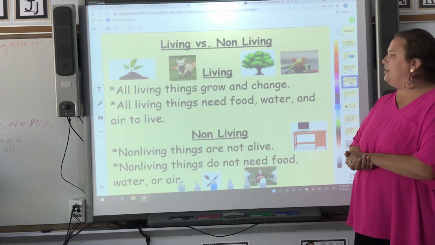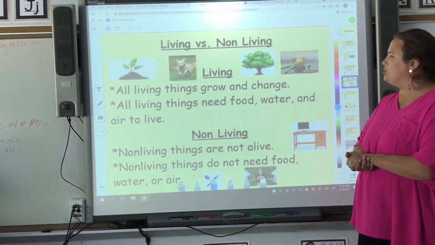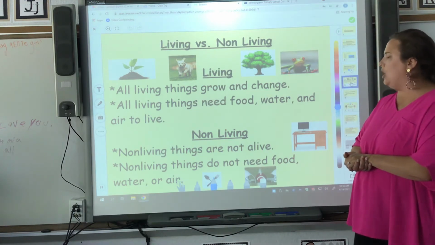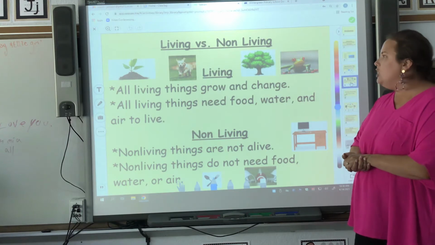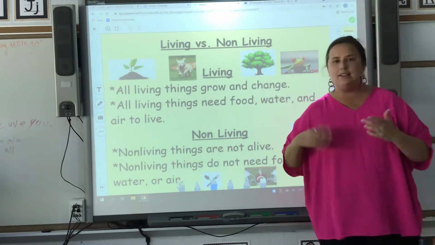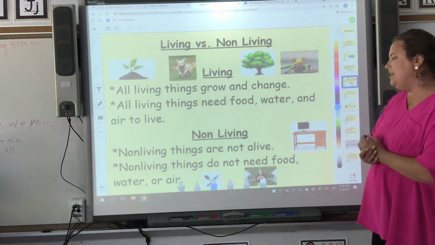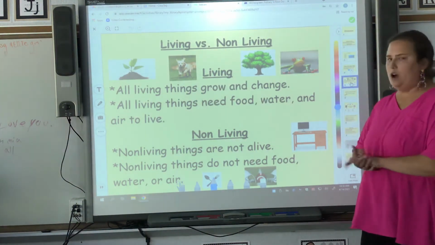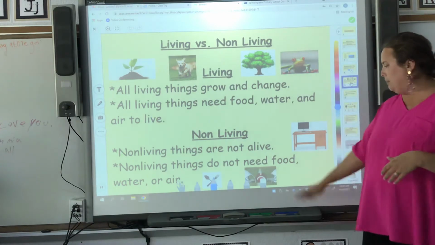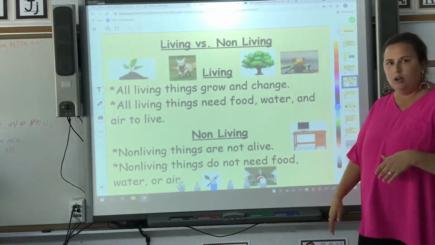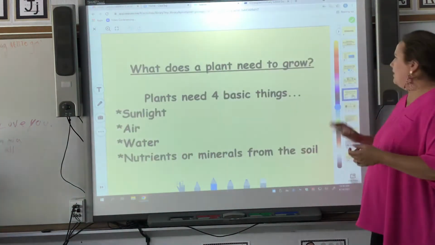Living versus non-living. All living things grow and change. All living things need food, water, and air to live. So that includes plants and animals. Non-living things are not alive. Non-living things do not need food, water, or air. So a desk, a plate, a fork, a ball, those things are not living.